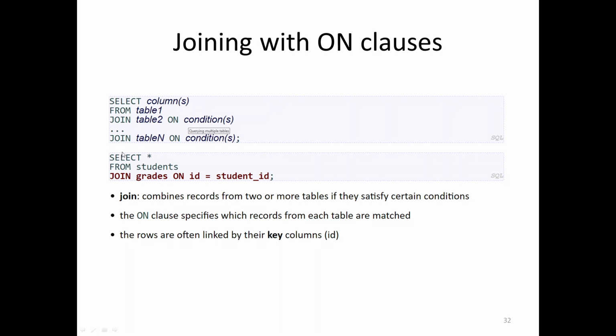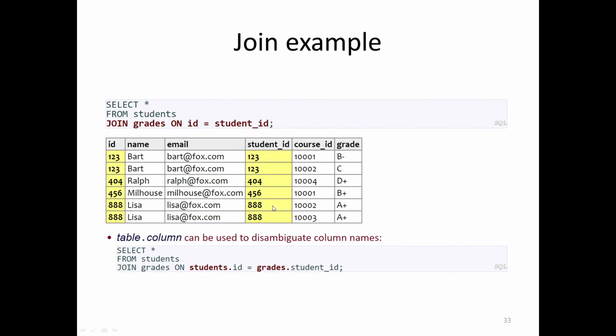So for example, I would like to see all the students and their grades. How can I join these tables? I have to say students join grades on ID of the students table and the student ID. This is going to give me this particular record, so I can see all the fields here, ID of the student field, student ID here, everything. But most of the time I don't need all the fields here. So I can say, just give me the name and the grade.